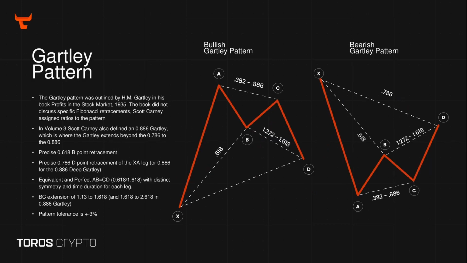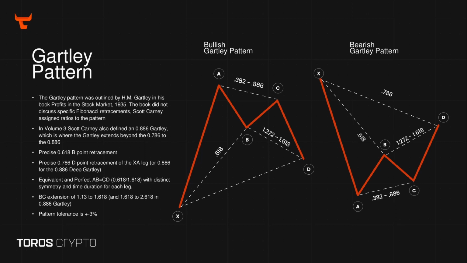Next up, we have the Gartley. The Gartley was actually outlined in a book called Profits in the Stock Market, which was published in 1935 by a guy called H.M. Gartley. The book did not discuss specific Fibonacci retracements for the Gartley and only talked about the pattern. So Scott Carney assigned ratios to the pattern, which have since become industry standard. In volume 3 of Scott Carney's book, he also defined the 886 deep Gartley.